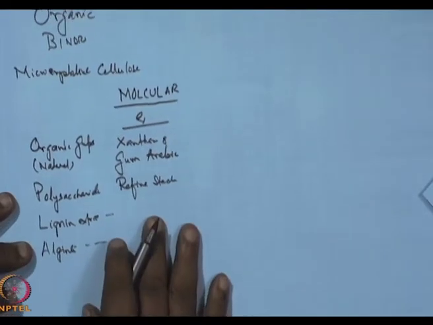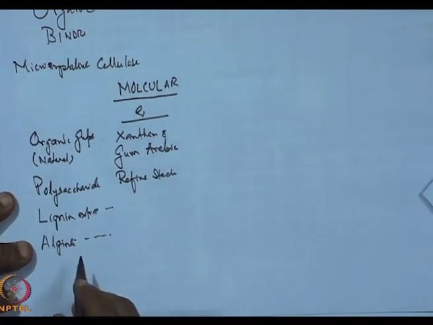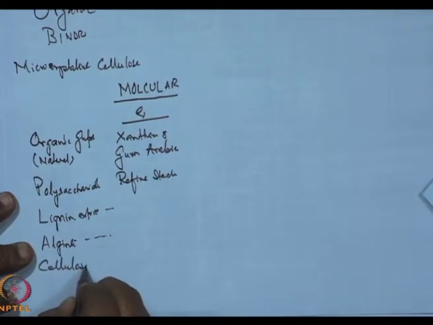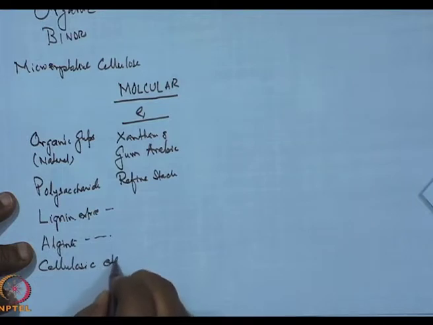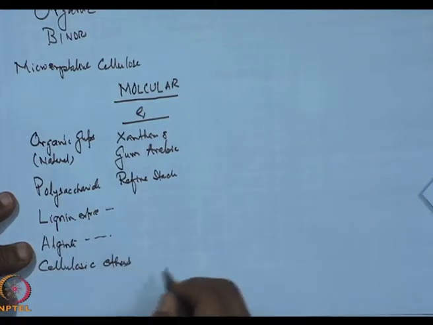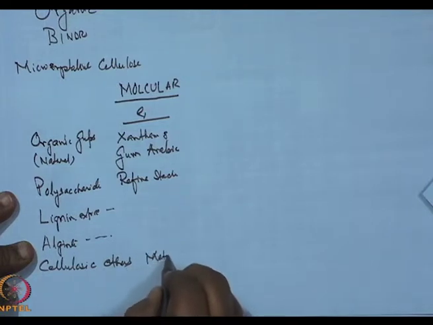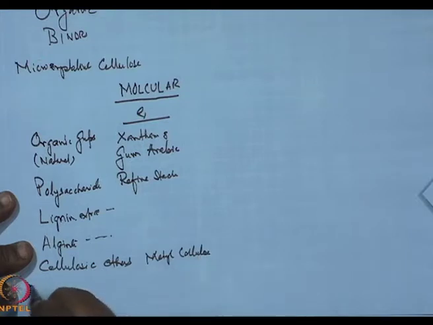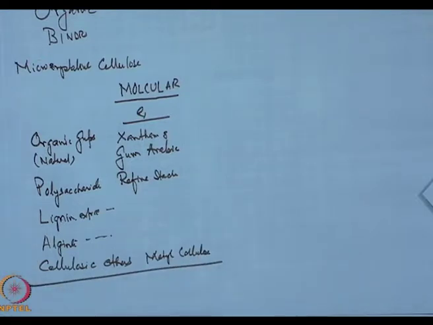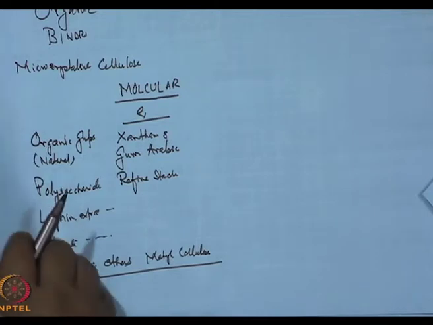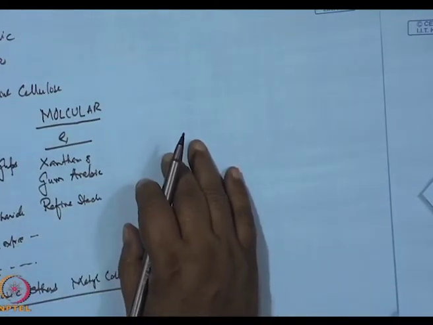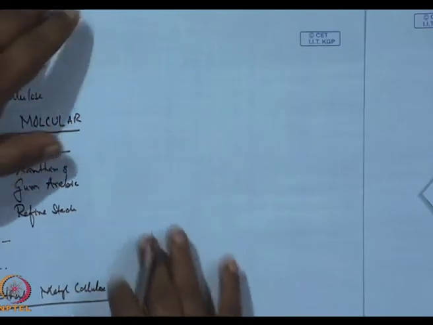And what would I write? Cellulosic ethers. These are derived from methyl cellulose. So here under organic, we have a lot of binders.